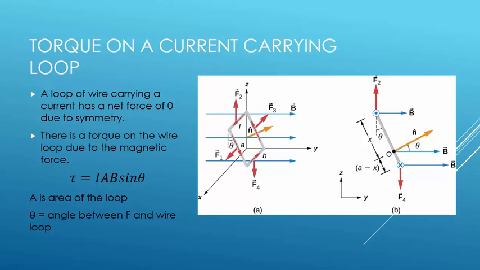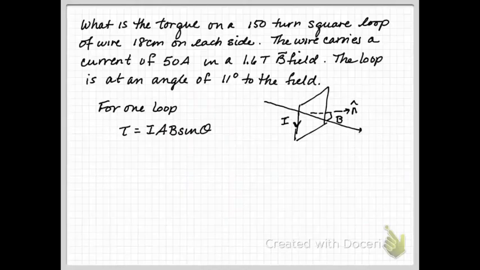But what you do have is a torque on the wire due to the rotation. So you're going to end up with 2 of those forces contributing to some sort of a torque. And the equation that you see in front of you, current times area times the magnetic field times the sine of theta, defines that torque. And so it's current, area of the loop, B is the magnetic field that it's in, and theta is the angle between the normal to the plane of the loop and the magnetic field.